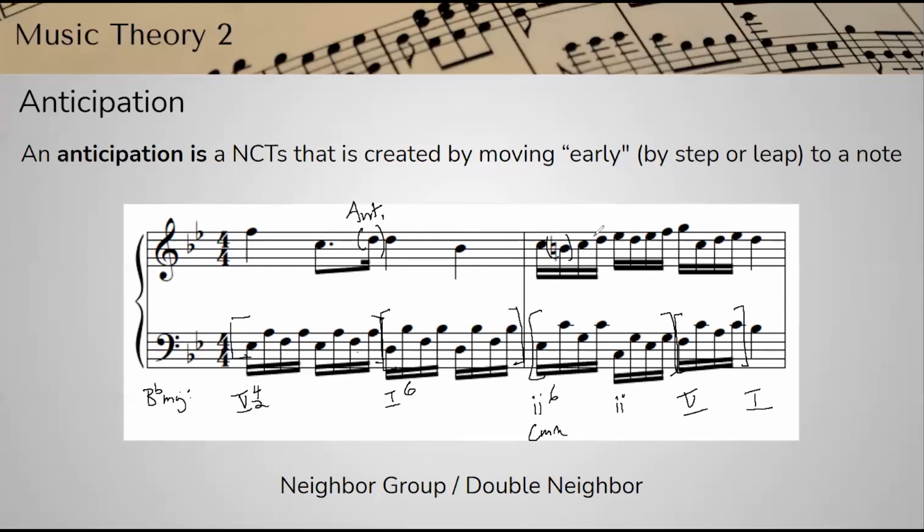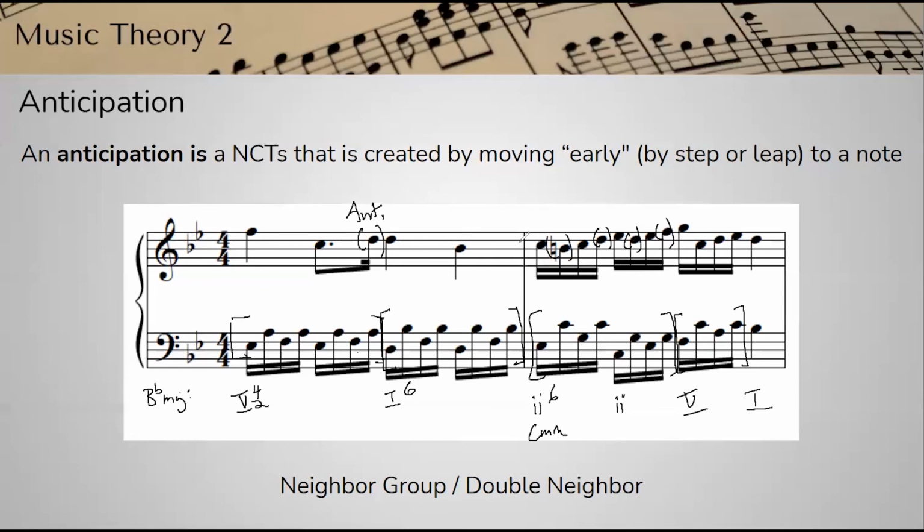C is okay. D, non-chord tone, doesn't belong. E flat belongs. D again, non-chord tone, doesn't belong. E flat is okay, and F is a non-chord tone, does not belong. So we have all these non-chord tones.